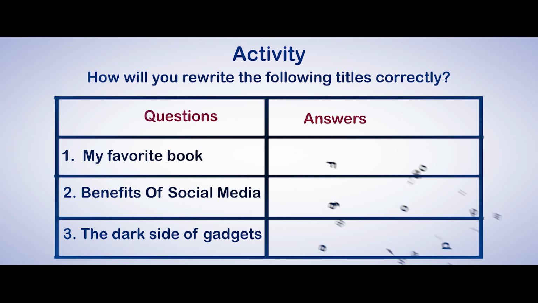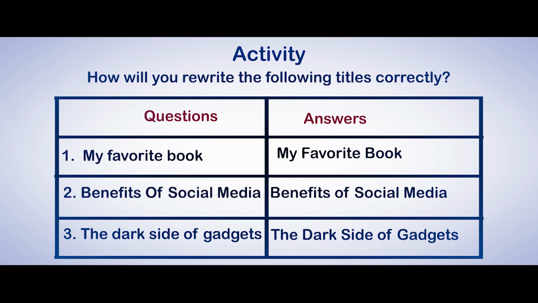Right, your time is up, and this is the answer. So it says my favorite book. So in the answer you have this letter F capitalized because it's an adjective, and B is a noun, so it's capitalized. And in your second answer you see benefits of. O is not capitalized, because it's a preposition. And then if you go further down, the dark sides of gadgets. So the dark is again an adjective, so it's capitalized, side is a noun, and of is not capitalized because it's a preposition, and gadgets is a noun again, so it's capitalized.